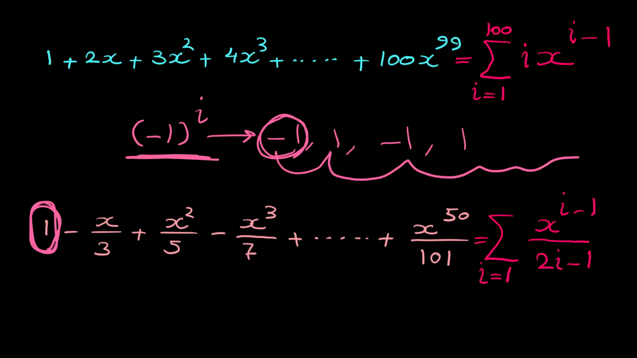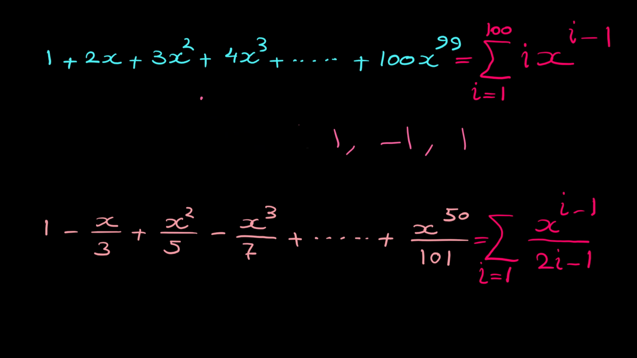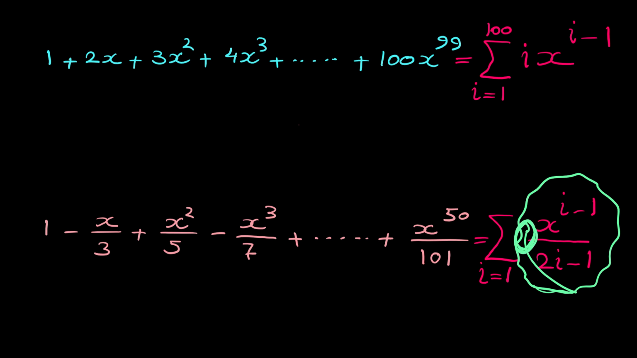If you change negative 1 to the I to negative 1 to the power of I plus 1, then this is exactly what we need for this. So whenever you have alternative terms that become positive, negative, and so on, in your expression that you write for your sigma, you have to write a negative 1 to the power of I or I plus 1 or something like that.